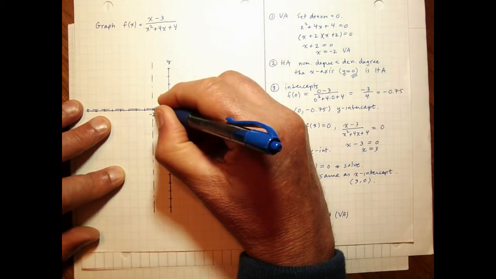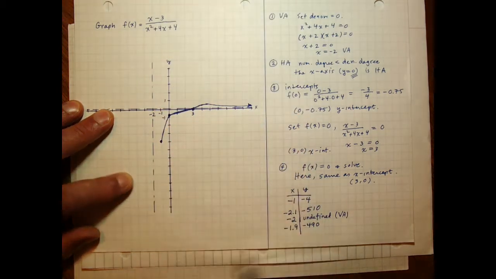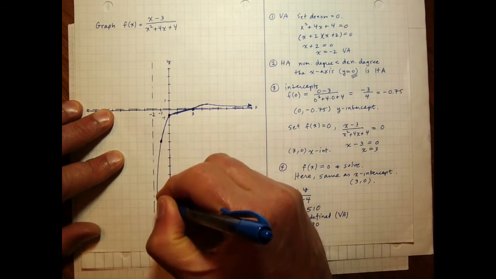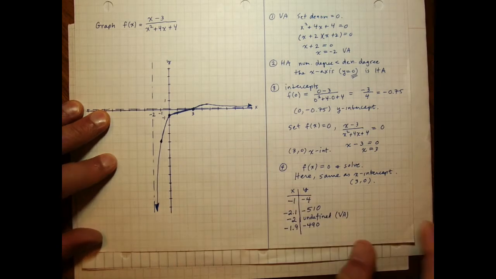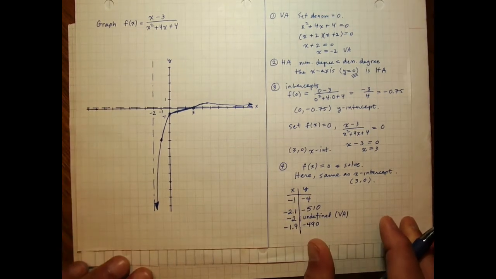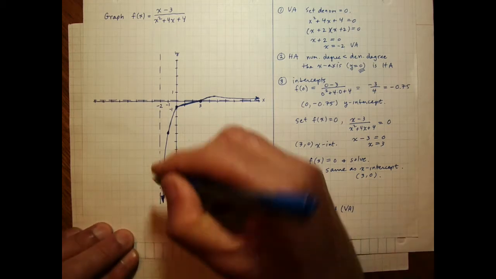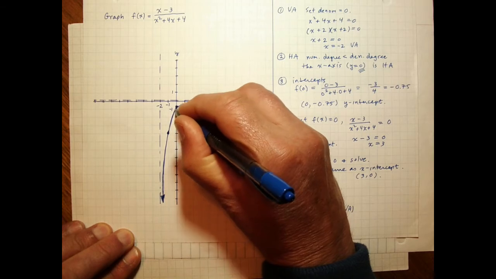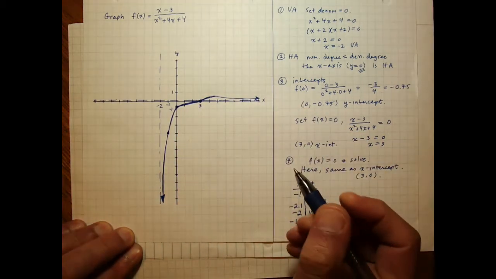Well, -1.9, which is just to the right of -2, gives me a very negative value. So it's clear the graph is just plunging down right there. And I'm not done. So I have this portion of the graph from here to here to here, up and around over to the side.